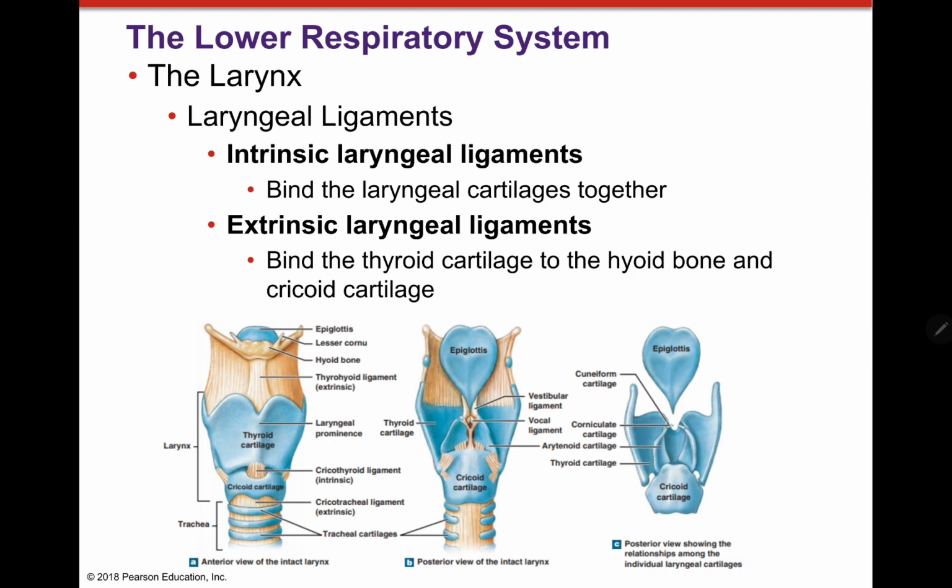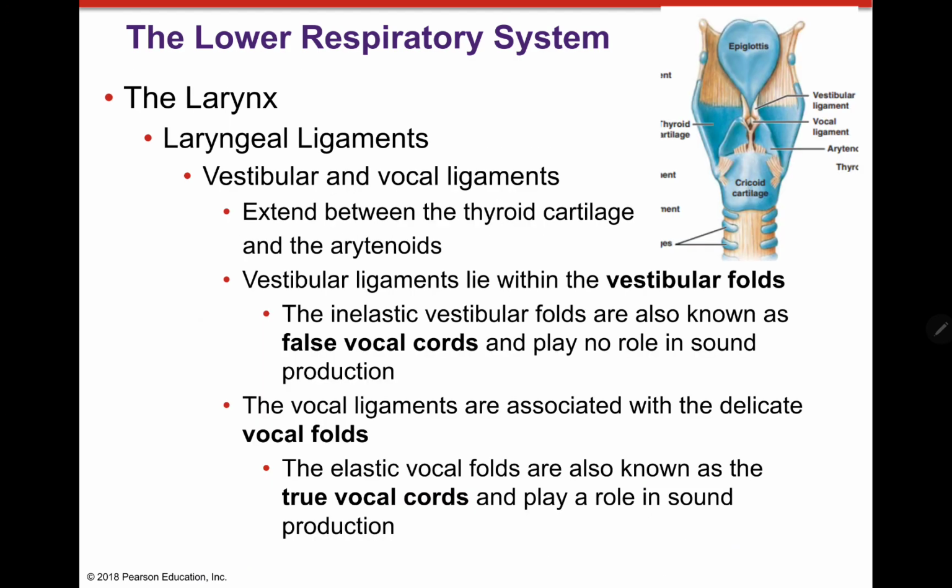The laryngeal ligaments, you have both intrinsic and extrinsic laryngeal ligaments. The intrinsic laryngeal ligaments are going to be able to bind the laryngeal cartilages together. You can see this right here, this cricothyroid ligament, it's going to be intrinsic. It binds the thyroid cartilage and the cricoid cartilage. Now, the extrinsic laryngeal ligaments are going to bind, for example, the thyroid cartilage to the hyoid bone, right, and the cricoid cartilage. So notice how we have this extrinsic thyrohyoid ligament, okay, that's connecting this thyroid cartilage to this hyoid bone.